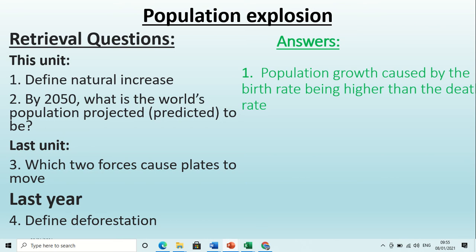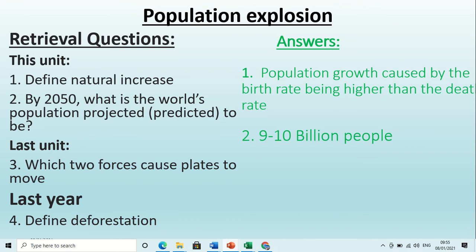Question number 2, by 2050, what is the world's population projected to be? 9 to 10 billion people. We think it's about 10 billion people now. So the world's population is predicted, it's a pretty accurate prediction, to be about 10 billion people by 2050.